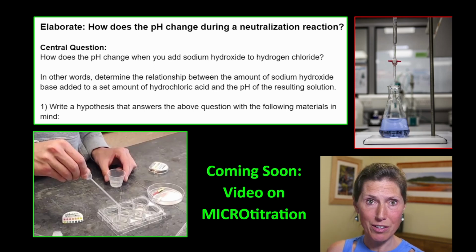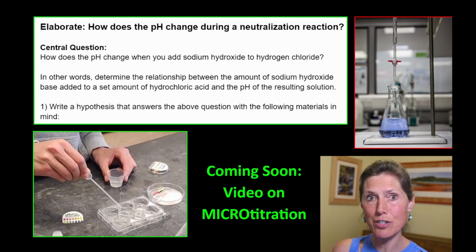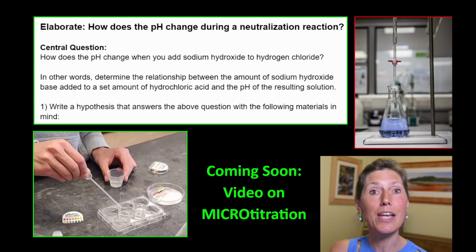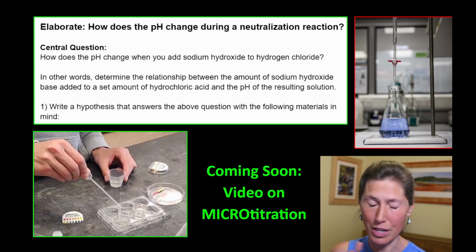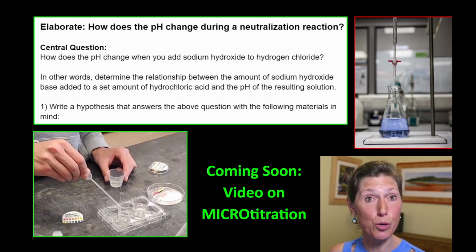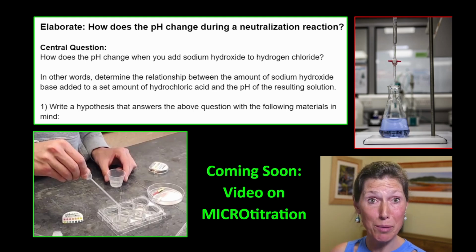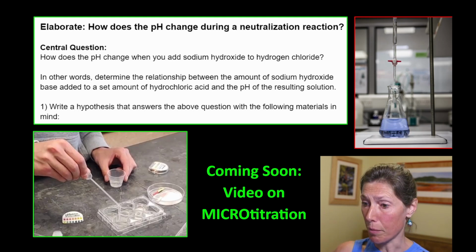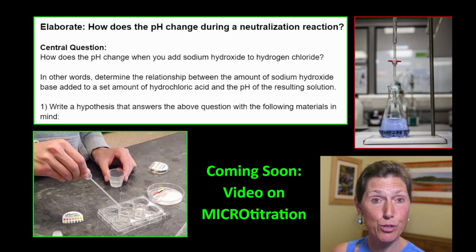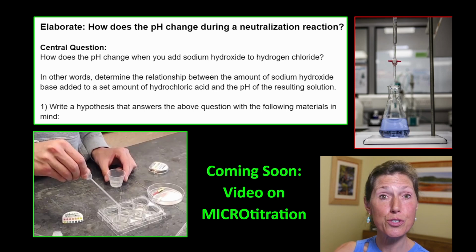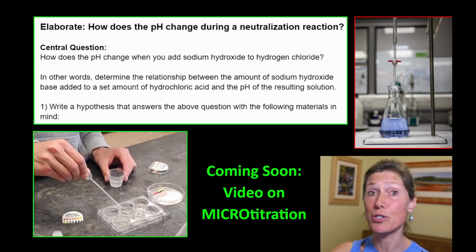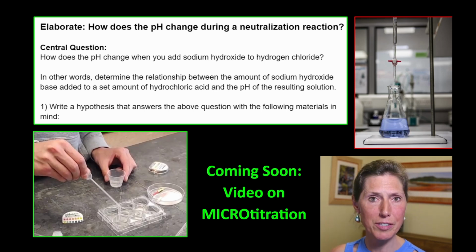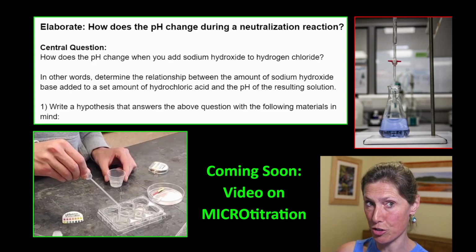Add a little bit of 0.1 molar hydrochloric acid and then add little amounts of 0.1 molar, they don't know that concentration, of sodium hydroxide. And measure using simple pH paper the pH at each step. My video on this is coming up soon. Do not use the basic titration setup, which is rather involved, but keep it simple with a micro titration.